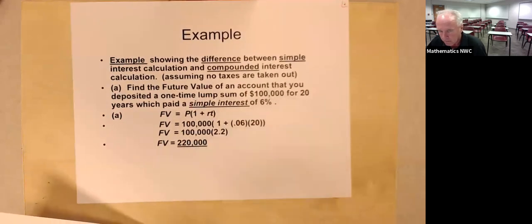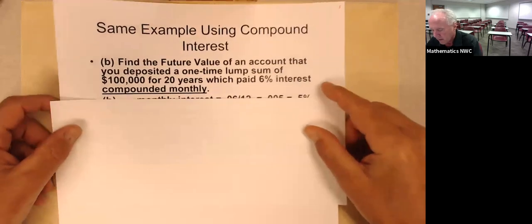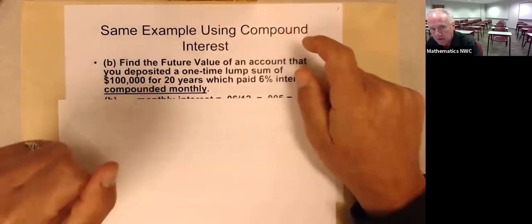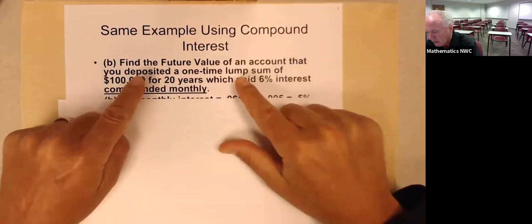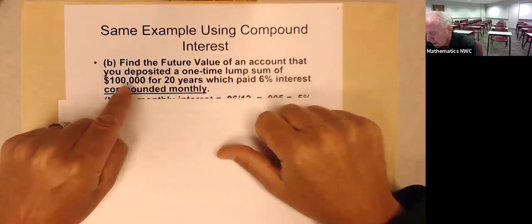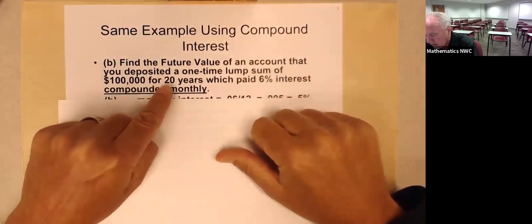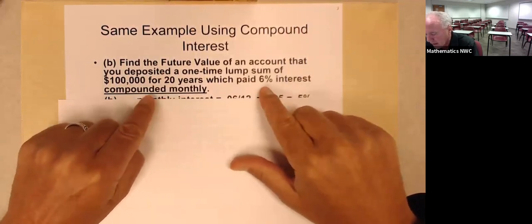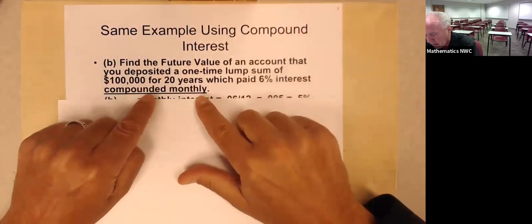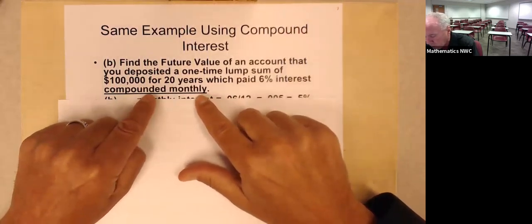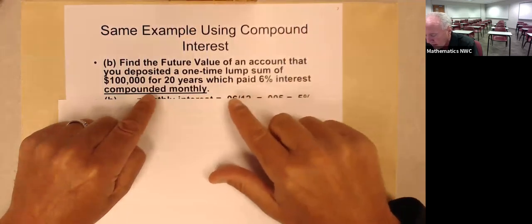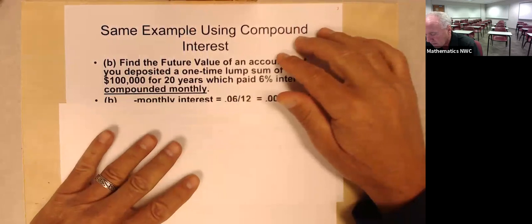Now we're going to take the same problem. We'll come back to that number 220,000 from this example. But now we're going to do the same problem, but we're going to be using compound interest. We're finding the same type of future value. We're putting in exactly the same amount of money, 100,000, same amount of years, 6% paid out monthly, interest compounded monthly. That means every month, or 12 times a year, we will get our interest times that amount.